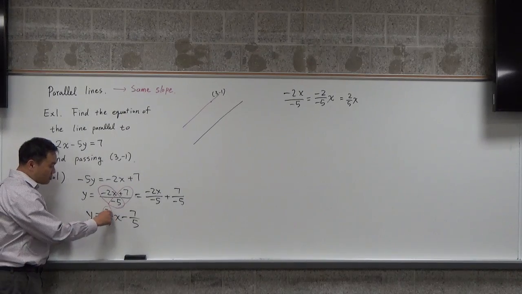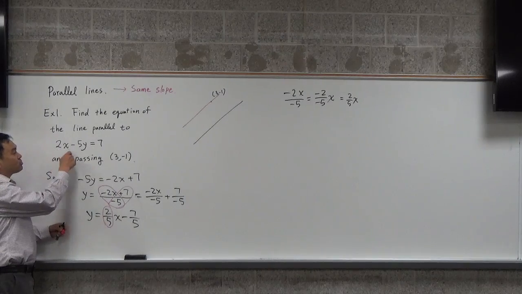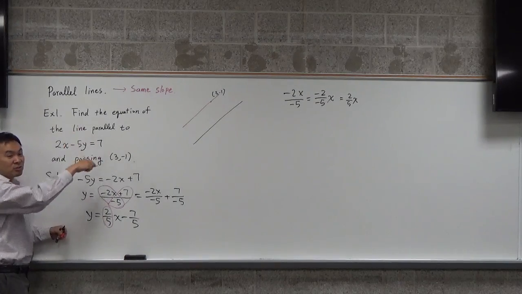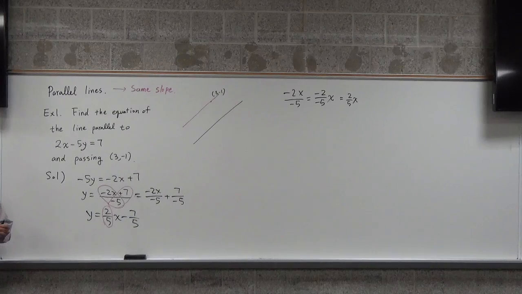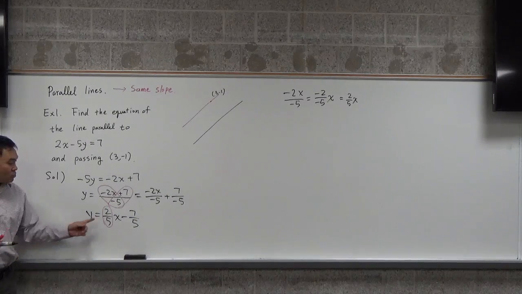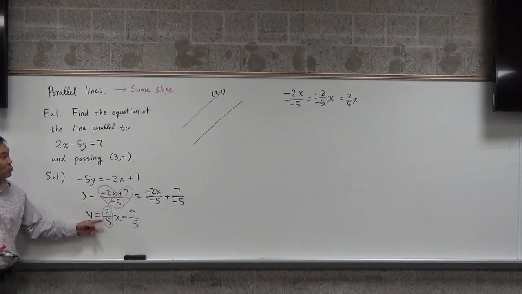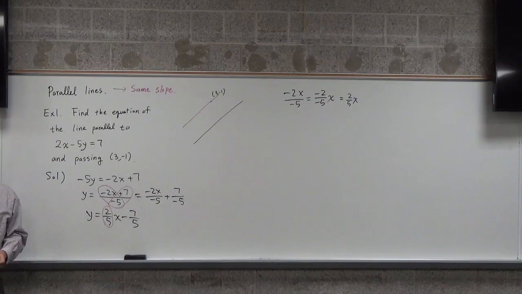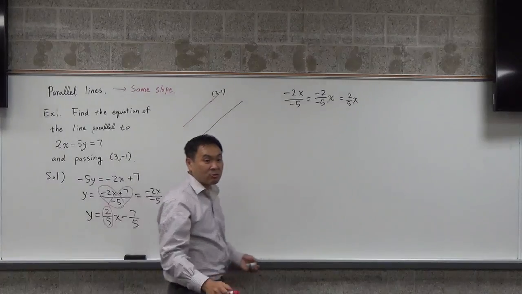Okay? So now that we know the slope of this line, the question simply becomes the following. Give me a line equation whose slope is 2 over 5, which passes through (3, -1). If you're given a slope and a point, what do you use?